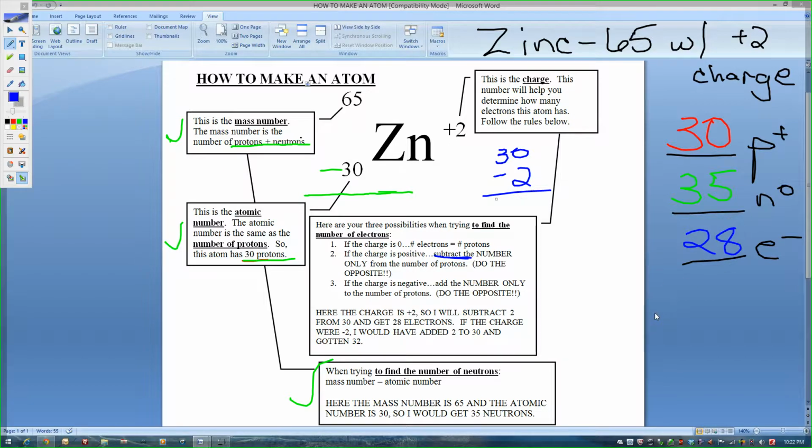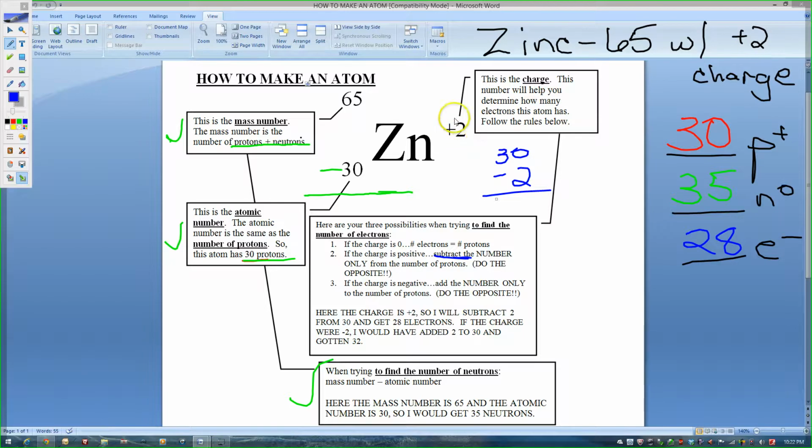And now let's double check. Why does that make sense? Well, let's look at what we have. We have 30 protons and 28 electrons. What do we have more of? We have 2 more protons than we have electrons. 28 electrons have canceled out the charge on 28 protons. They're equal. But there are 2 extra protons, and those 2 extra protons have given us our positive 2 charge.